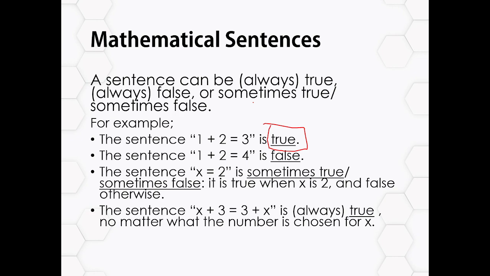For example, dito, the sentence x plus 3 is equal to 3 plus x is always true, no matter what number is chosen for x. Now, kailangan mo maintindihan ang different properties. Kasi diba, meron tayong commutative property of addition. At dahil naiintindihan natin ito, naiintindihan natin na ang sentence na x plus 3 is equal to 3 plus x will always be true, no matter the value of x. So yan ang mga mathematical sentence.